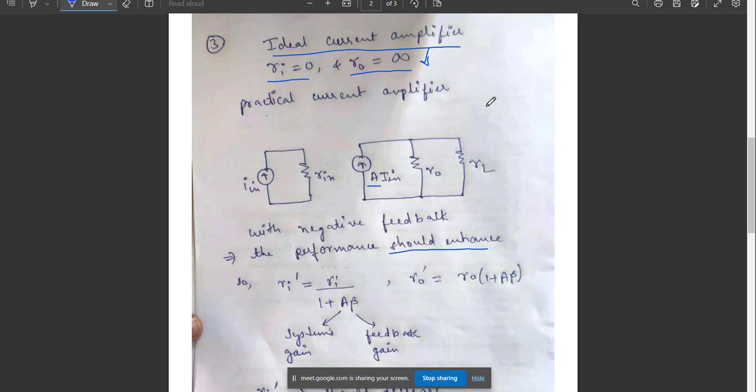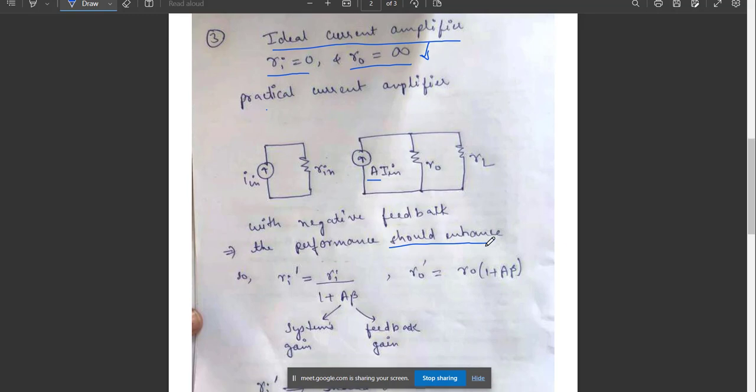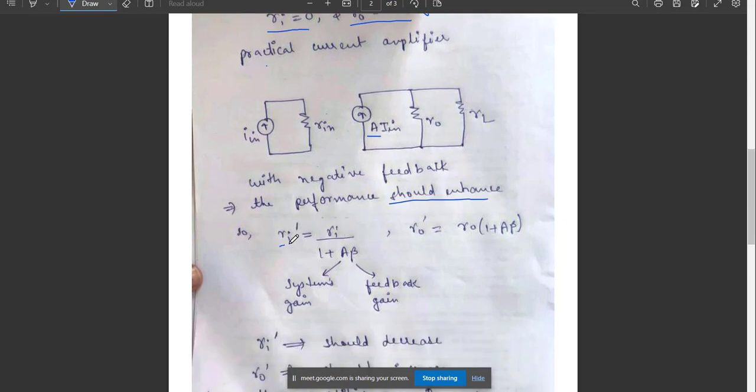Then we will say that this practical current amplifier is getting better and better, going towards the characteristics of an ideal current amplifier. With the help of negative feedback, the performance should enhance. How will it enhance? The new input impedance will become Ri upon 1 plus A beta. This is system gain, this is feedback gain. So the new Ri will always be lower than the old, open loop Ri.